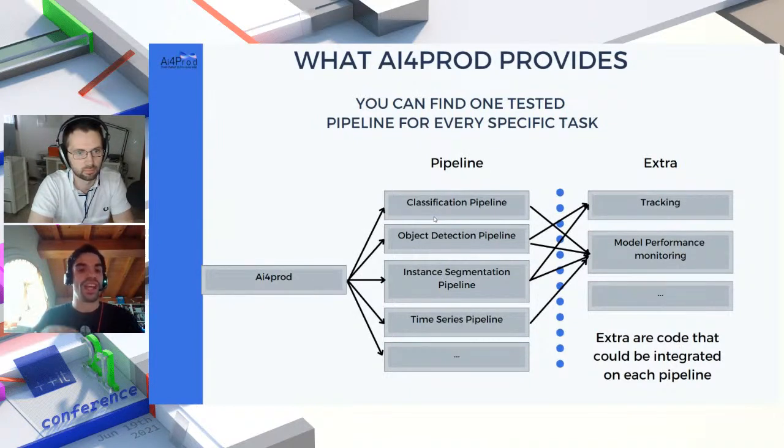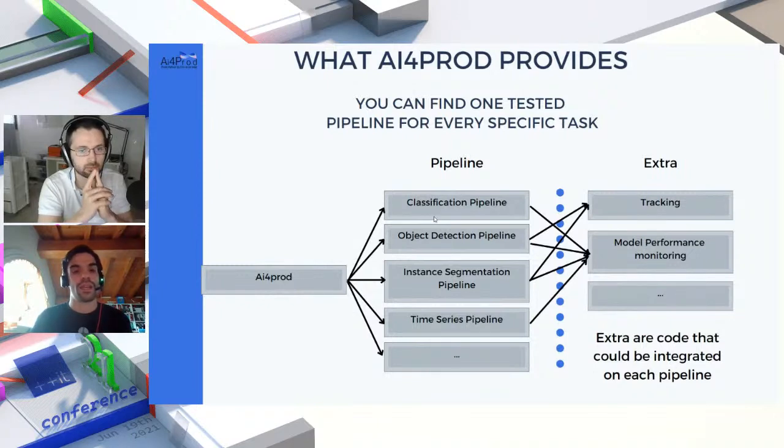In particular, all these extras can be applied on some of the pipelines or on all of the pipelines. For example, model performance monitoring, you can apply on all the pipelines, time series, instance segmentation, and so on, because detecting the drift of the models is relevant for all the pipelines. Whereas if you think about the tracking module, for example, you want to track some cars, some stuff, and so on inside your videos.